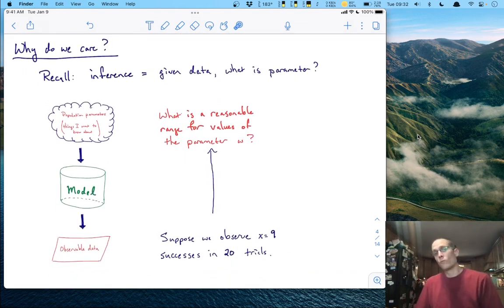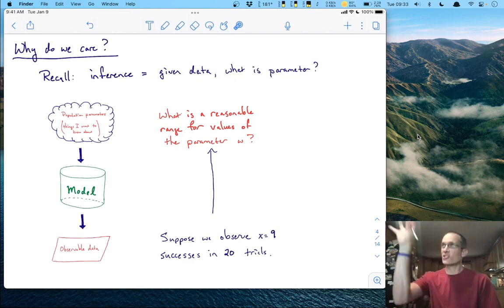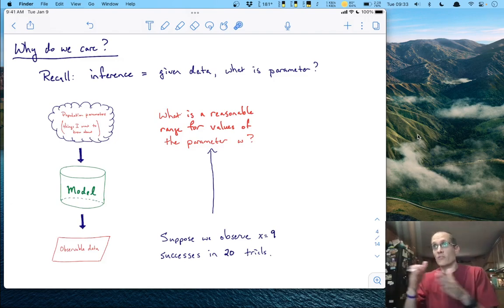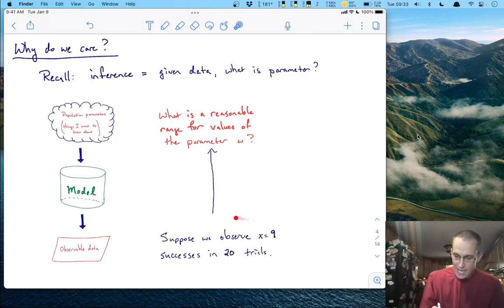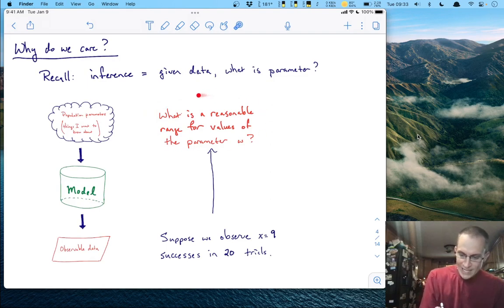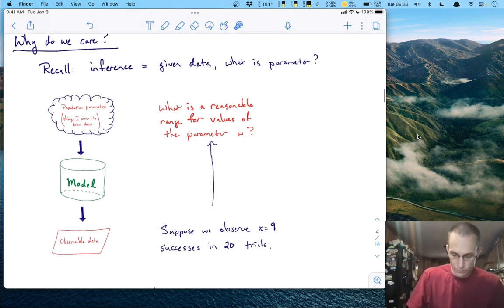Well, remember from lecture 1, we conceptualized inference as the following problem. Given some data, right, we're scientists, we observe data, what is the parameter in the model that would have given you that data? You're searching for the unknown that you can't see up here in the cloud. So let's have something similar to the Emily Rosa experiment, but with a smaller number of trials. Let's suppose that we observed 9 successes in 20 trials. That's a success rate of 45%. So we might ask the question, what is a reasonable range of values for this parameter W? That's the kind of inference we want to perform.